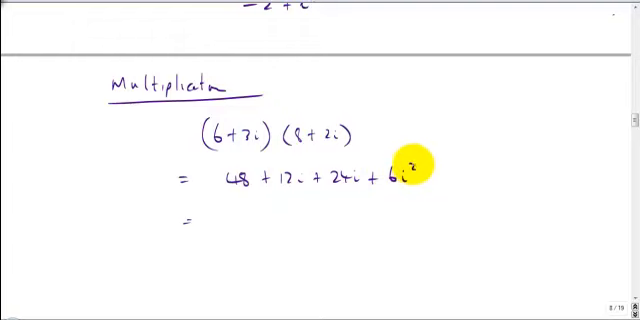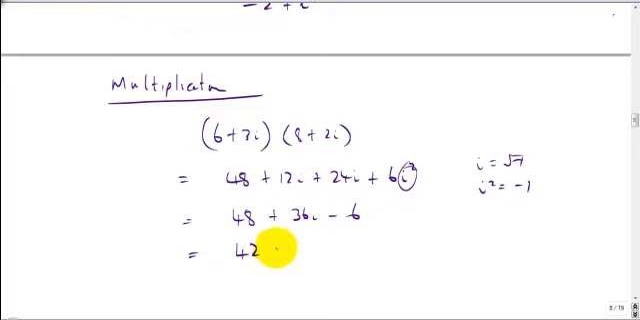Now, of course, i is equal to the square root of minus 1, so i squared is equal to minus 1. If you simplify this a little bit, you have 48 plus 12i plus 24i, that's going to give you plus 36i. i squared is minus 1, so this will give you minus 6. So your answer is going to be 42 plus 36i. That's your complex number when you multiply. Again, you need to remember that when you multiply the i's together, you get i squared, and that's equal to minus 1.